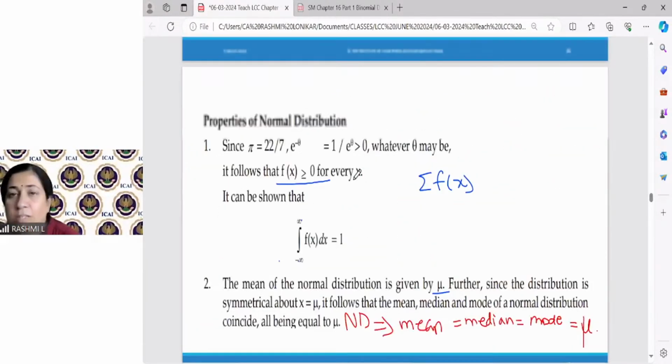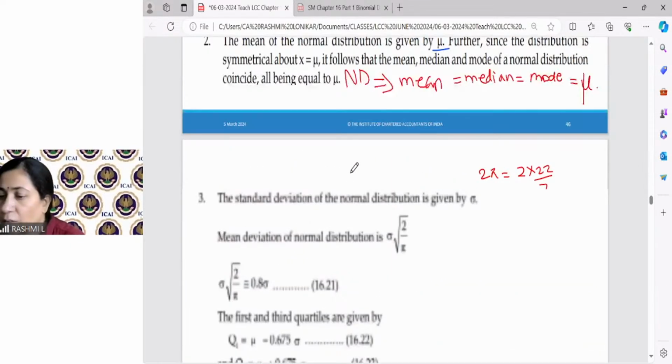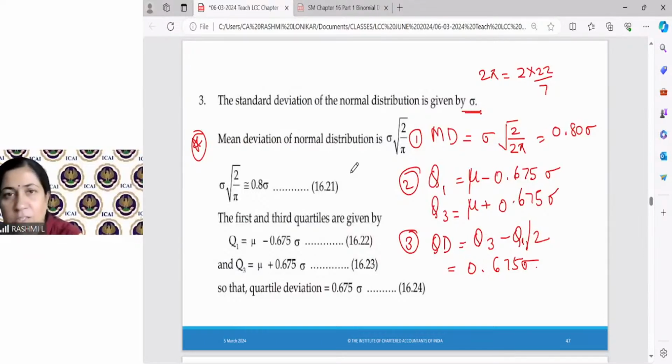First thing we have talked about is area under the curve. If I integrate from minus infinity to plus infinity, it is going to give me 1. Second is that the mean is equal to median is equal to mode is equal to mu. Third thing is that the mean deviation is 0.8 sigma. The quartile deviation: Q1 is mu minus 0.675 sigma, Q3 is mu plus 0.675 sigma. Then quartile deviation will be equal to 0.675 upon 2.